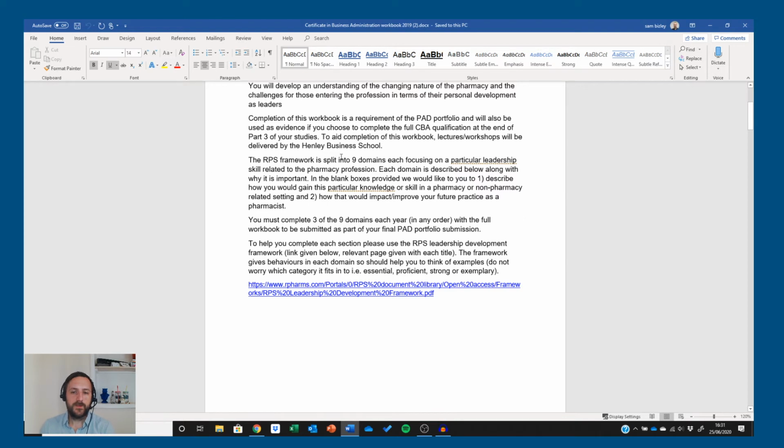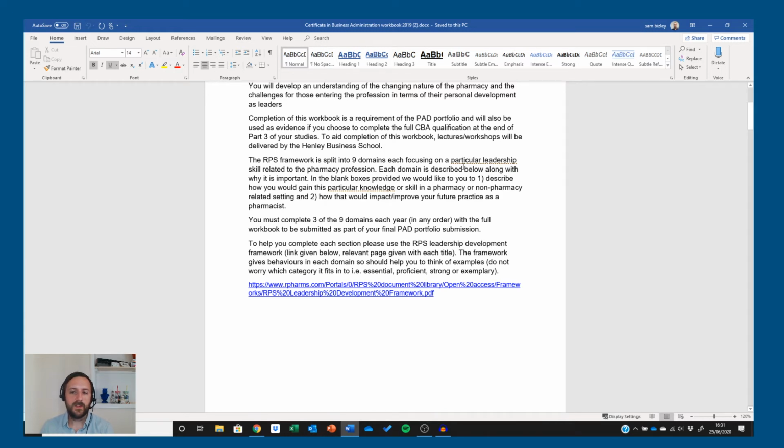So the RPS framework is split into 9 domains. I'll take you to the framework shortly. But actually what I'm asking you to do is I want you to have a look at each of those domains. A domain is really just a section, so it compartmentalizes elements of leadership into different sections that you can then deal with separately.